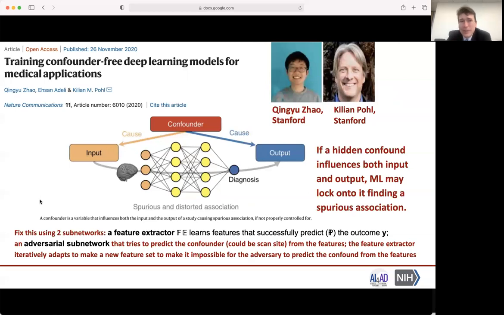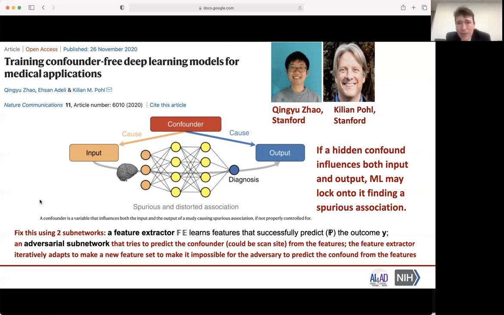So one of the approaches that has been developed to develop predictive models with deep learning that are robust to confounding effects is to notice that if a hidden confound influences both the input and output of a machine learning method, the machine learning method may lock onto it and find a spurious association.